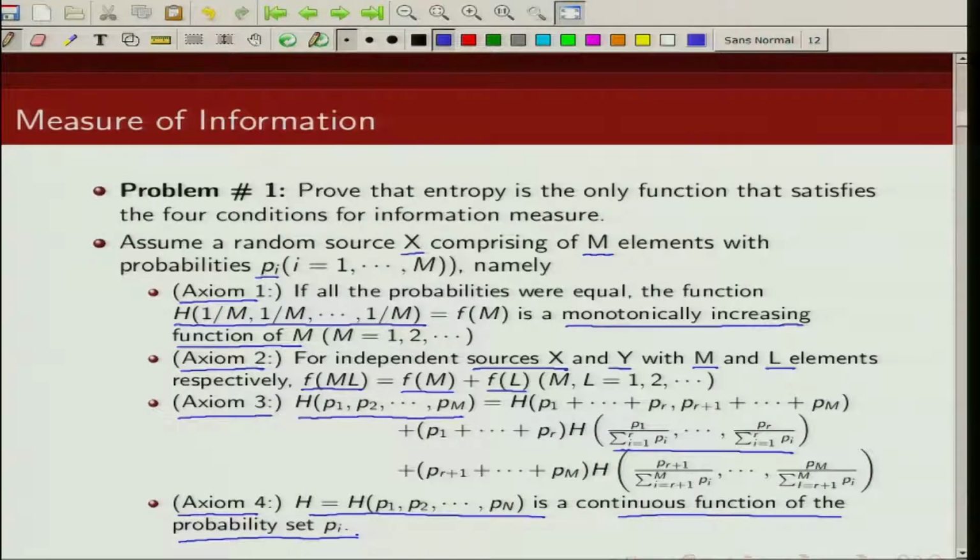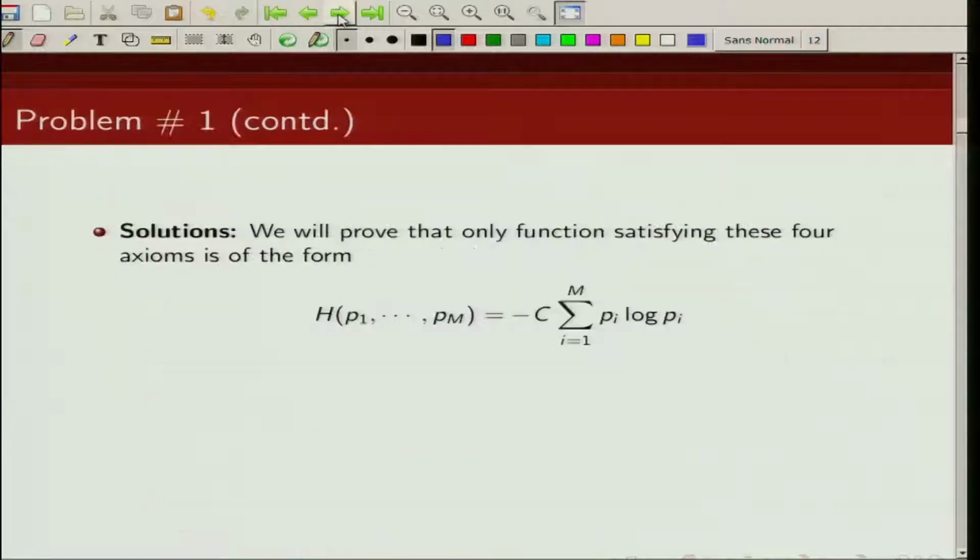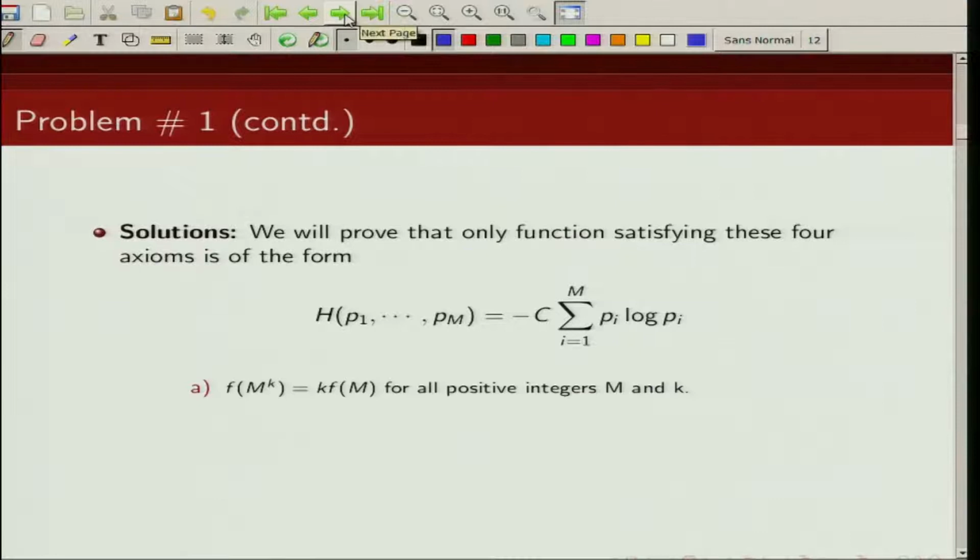So we are interested to prove that entropy is the only function that will satisfy these 4 conditions for information measure. So we are going to show that the only function that satisfies these axioms is of this form. So let's first prove this. That function for m raised to power k should be k times f of m for all positive integers m and k. We can use mathematical induction to prove this.